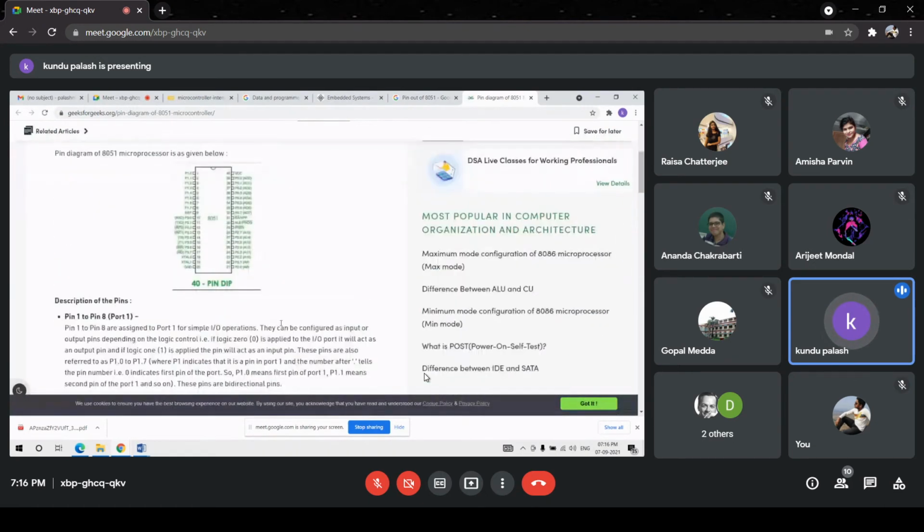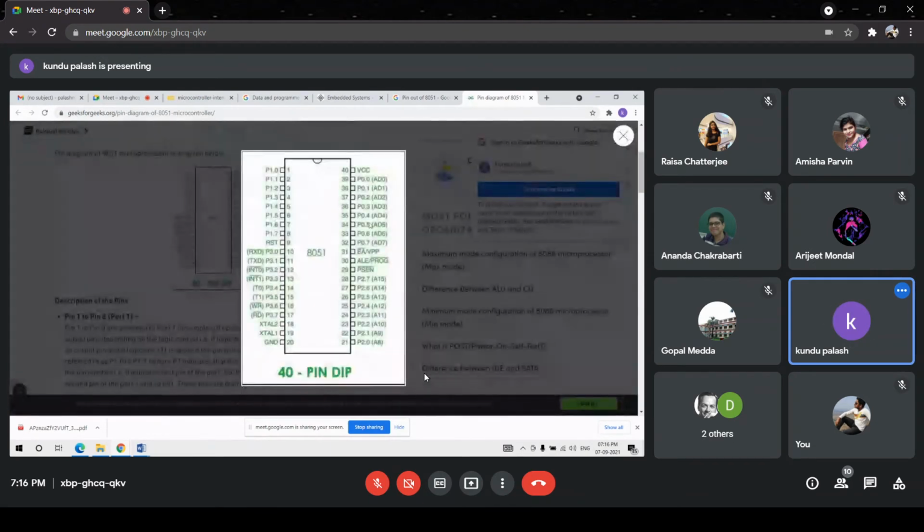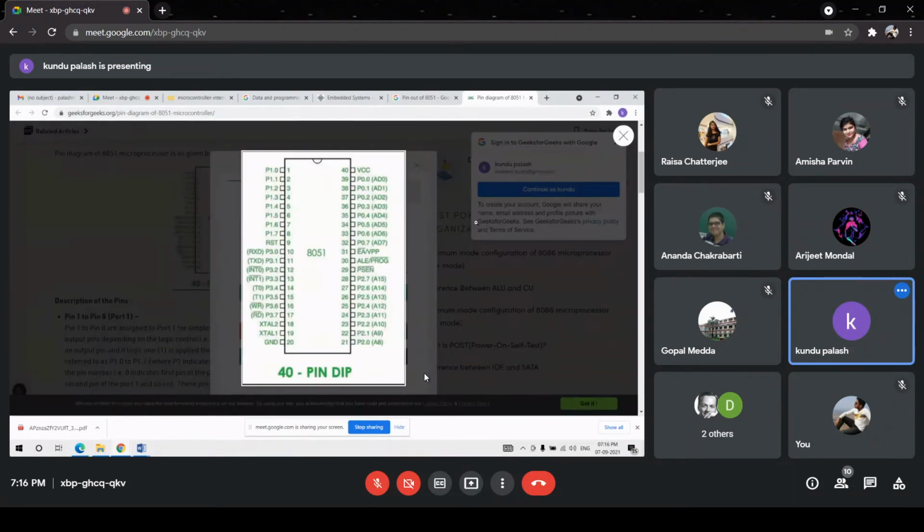If we show the pinout description, we can see there is an EA pin, 31, EA bar. If it is connected to the microprocessor, it will access the external program memory. The external program memory, that is how the address and the data and the control bus will be interfaced via this port line. We'll see.